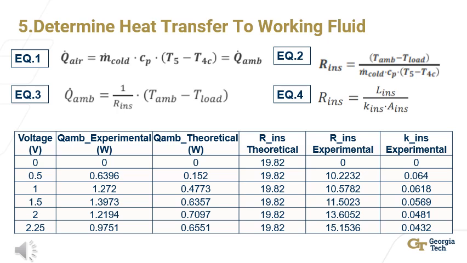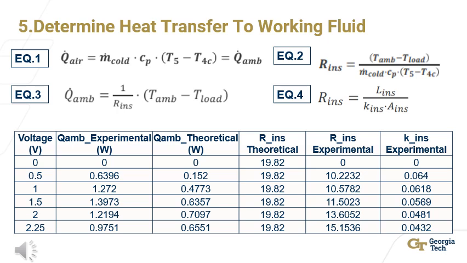Both the theoretical and experimental thermal resistances were calculated using equation 2 for the experimental value and equation 4 for the theoretical value. As seen, the values of the experimental resistance change with voltages. This is due to resistance relying on values such as T5 and T4C, which would change throughout the experiment.